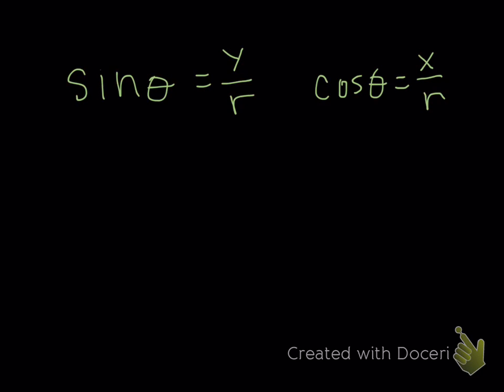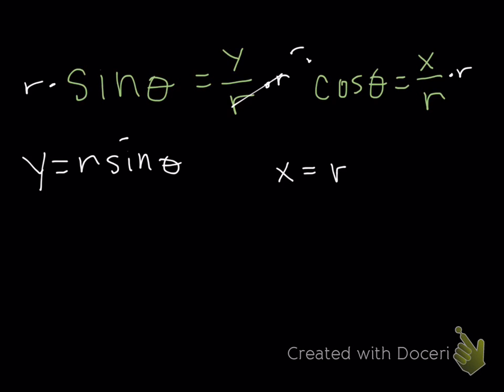So if I wanted to isolate x and y, I would multiply both sides respectively by r. So I would multiply by r and multiply by r. Same thing over here. Multiply by r, multiply by r. So they would cancel. So I end up getting that y is equal to r sine of theta. And over here I get x is equal to r cosine of theta.